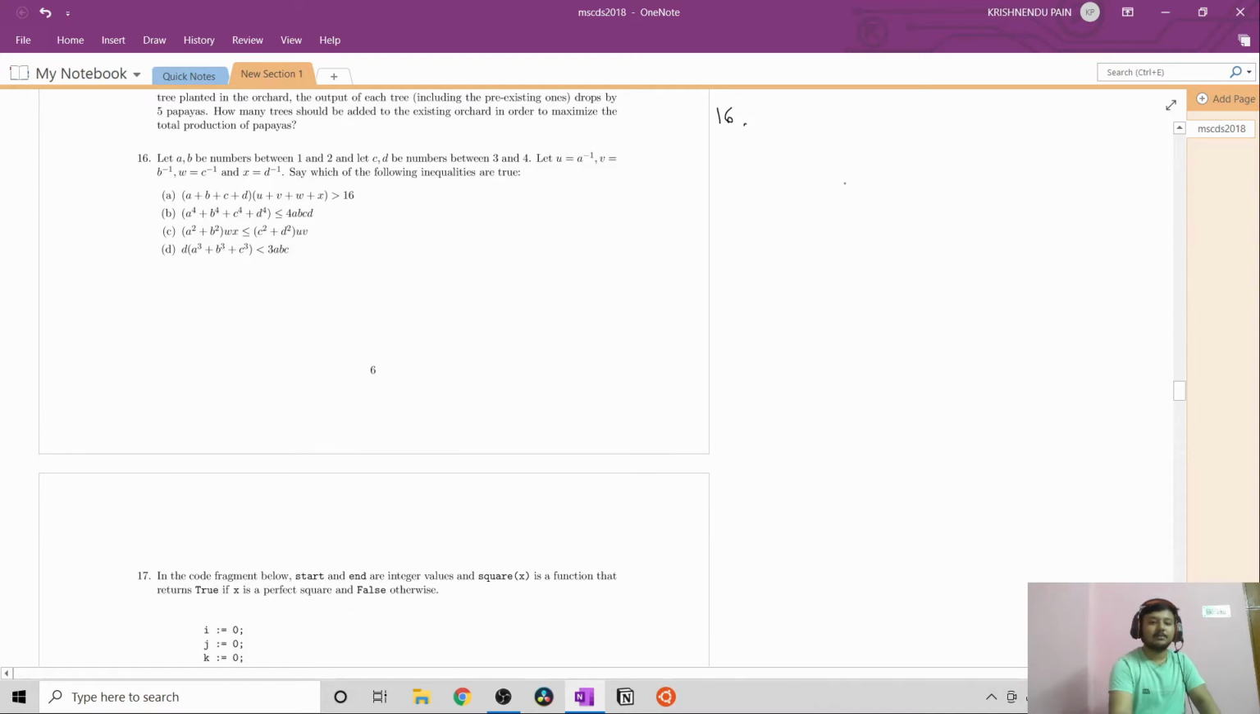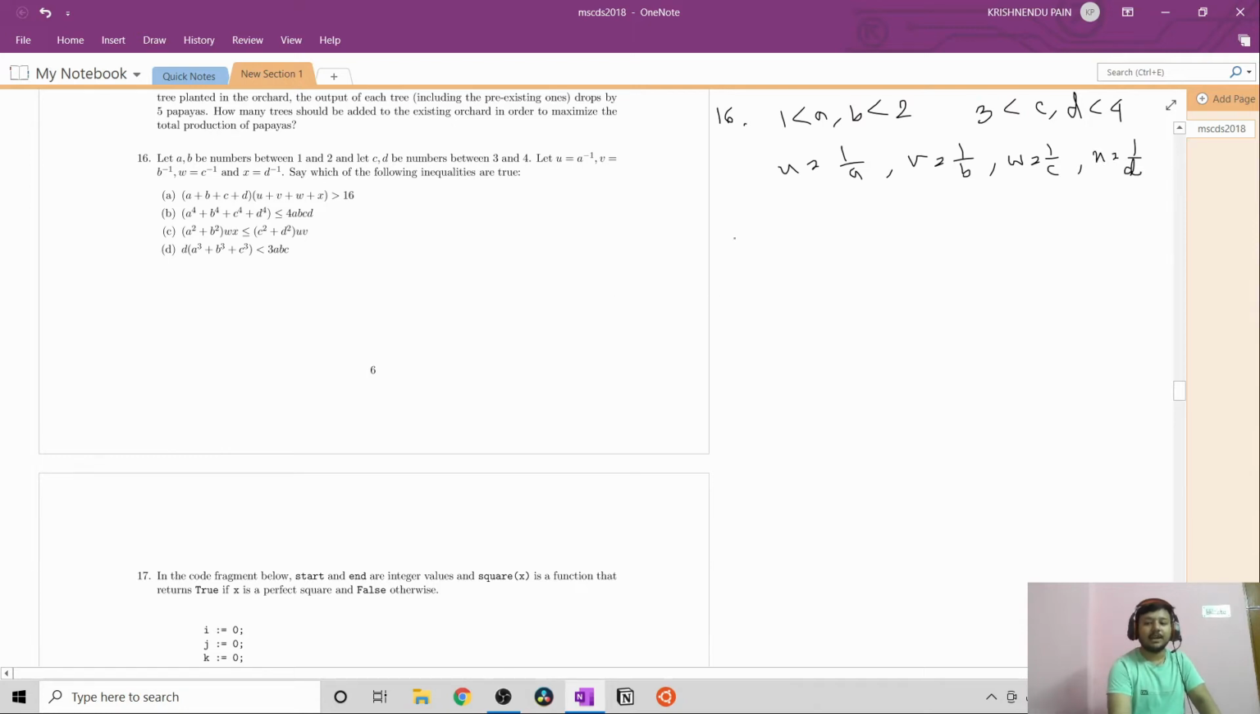Question number 16. a and b are numbers between 1 and 2. c and d are numbers between 3 and 4. Given u equal to a inverse, v equal to b inverse, w equal to c inverse, and x equal to d inverse. Then which of the following are true?